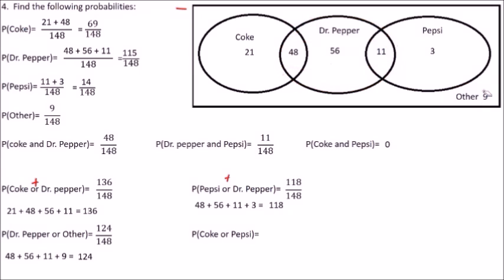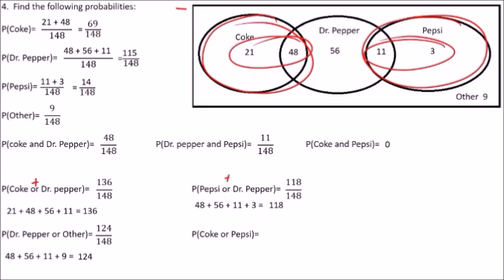And last but not least, I have Coke or Pepsi. I have all my Cokes and all my Pepsis. I have 21, 48, 11, and 3. If I add those up, 21, 48, 11, and 3 gives me a total of 83. And again, that's out of the total of 148 people. And so there we go, there's "or" using the Venn diagram.